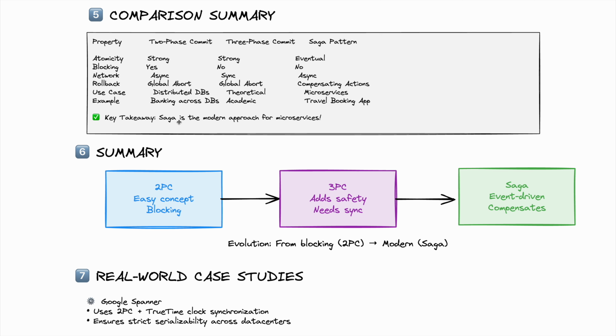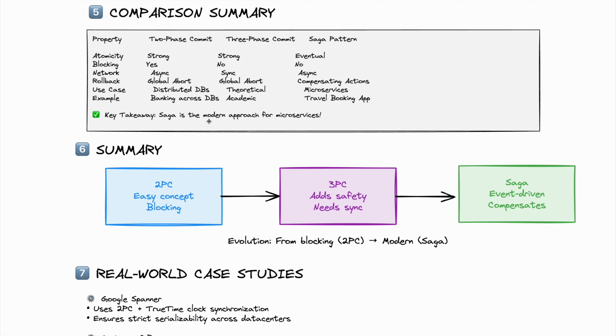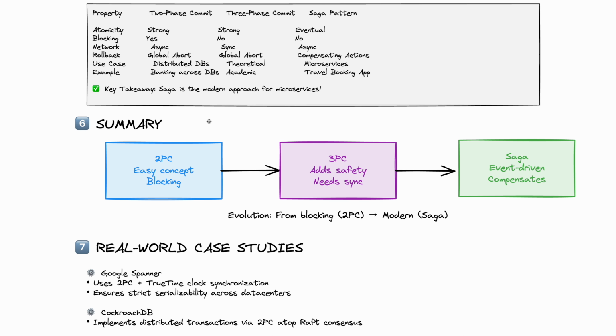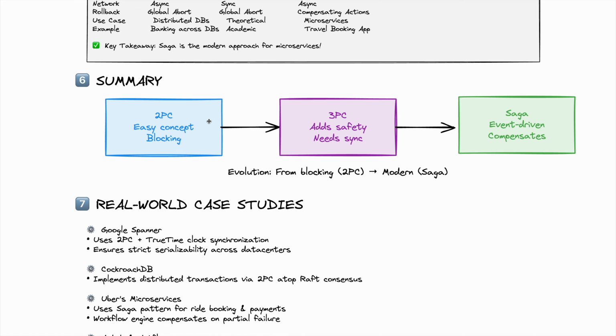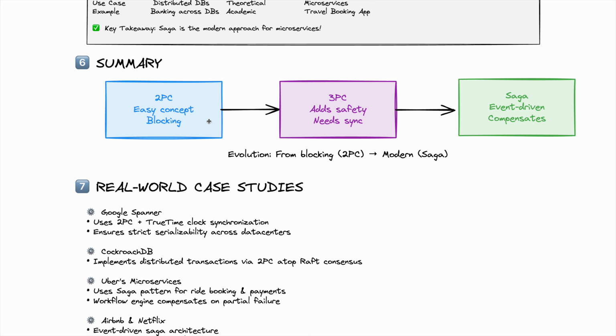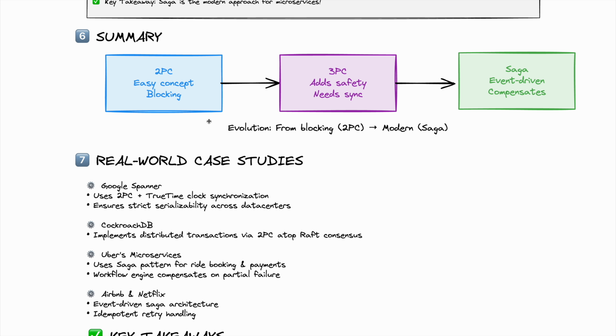So the key takeaway from the saga pattern is that it's a modern approach for microservices. In summary, if we take a look at all these approaches, 2PC, 3PC, and the saga: in the case of the 2PC, it's blocking. 3PC needs synchronization, and it's more theoretical than practical, with little actual use. And the saga is event driven and has compensating actions.